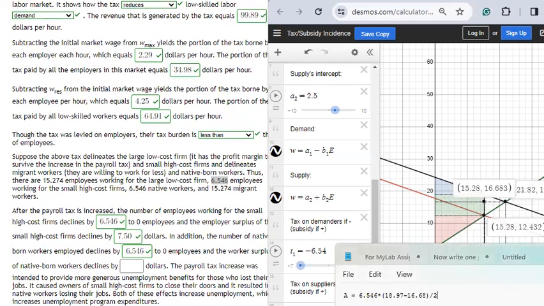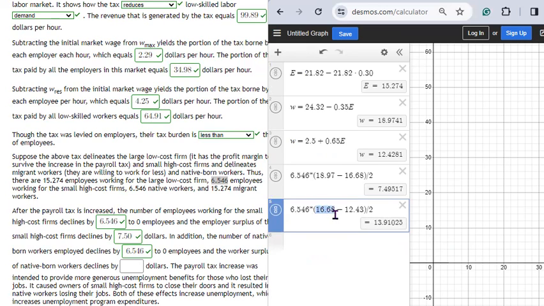So how do we calculate that? Well, the area of that triangle. The width of that triangle is still the 6.546 decline in the employment level, because all those were native-born workers working at high-cost small firms. The height of the triangle is the original market wage, 16.68, minus the reservation wage of the new marginal worker. And that reservation wage is 12.43.